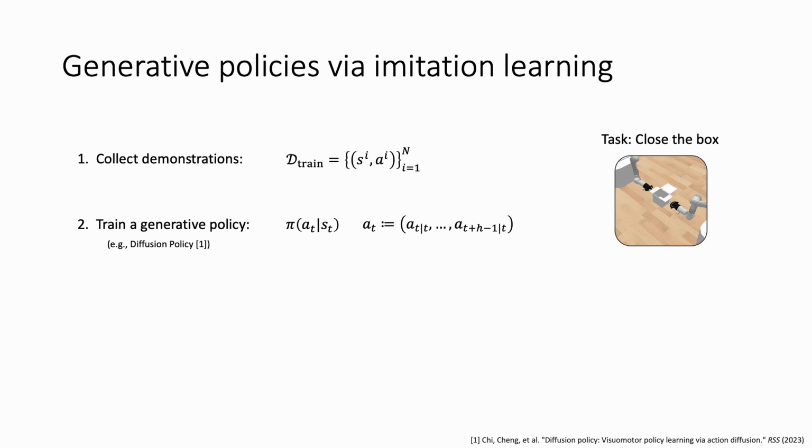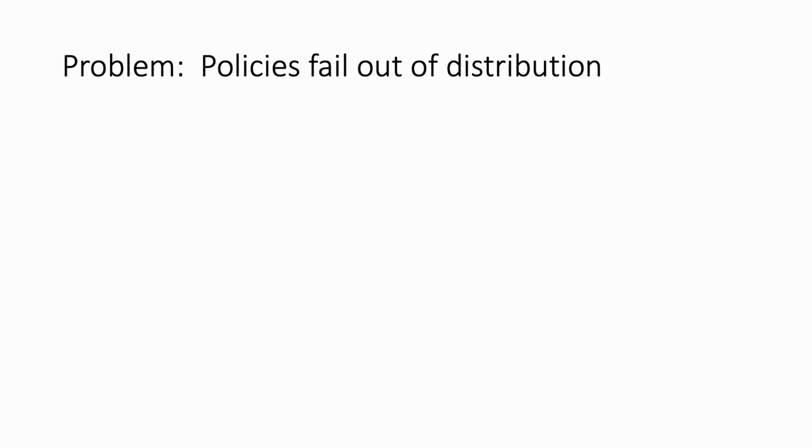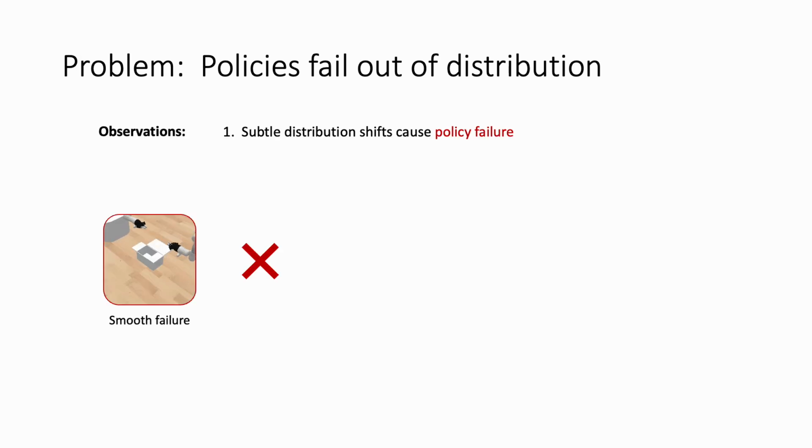The generative policy has advantages. For example, it can fit multiple modes of solutions contained in the demonstration data. After training the policy, you validate it on nominal test cases and see that it works as expected. However, when you deploy your policy, you find that subtle distribution shifts may cause it to fail.